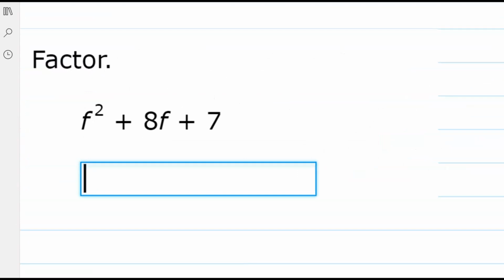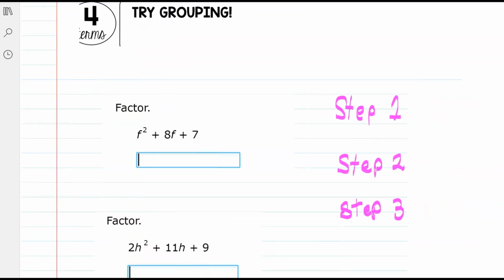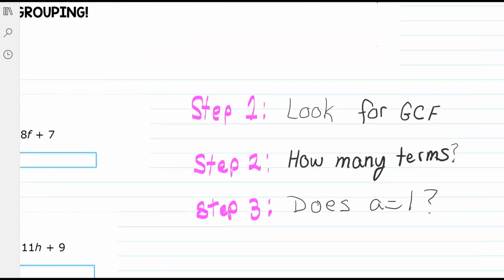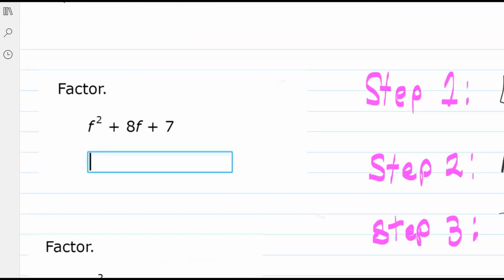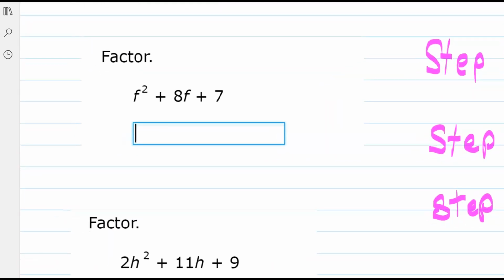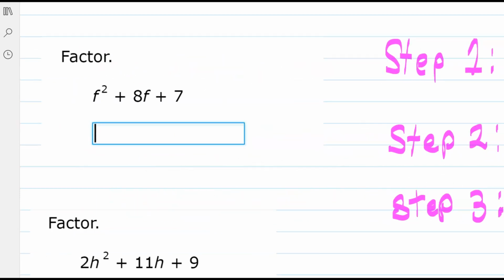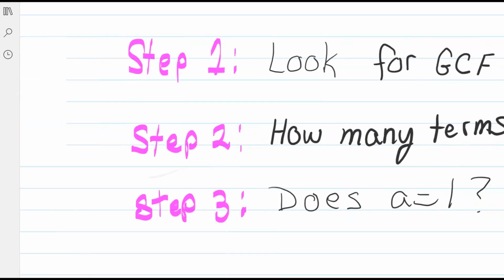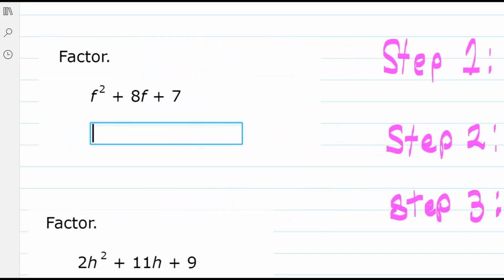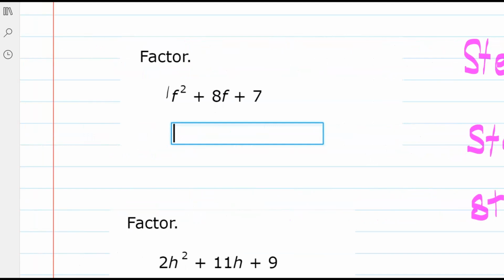So here we go. First step. What was our first step again? Look for a GCF. Is there any number or letter that goes into all 3 of those terms? Hopefully your answer was no. It does not have a GCF. How many terms does it have? Hopefully you said 3. Does A equal 1? Yes, it does. That means what we're going to do is we're going to use the x method.